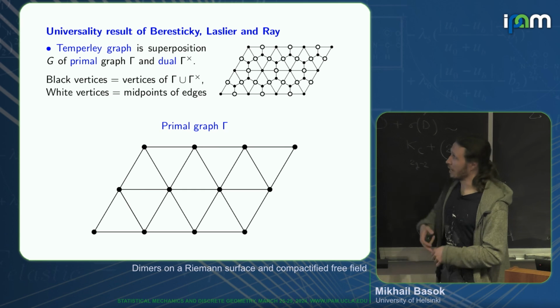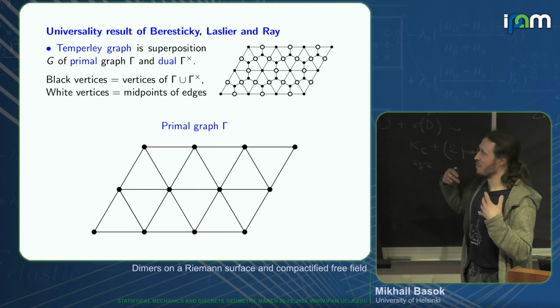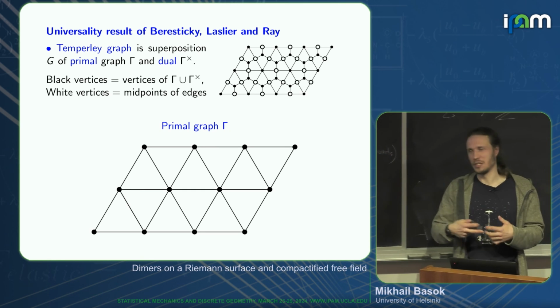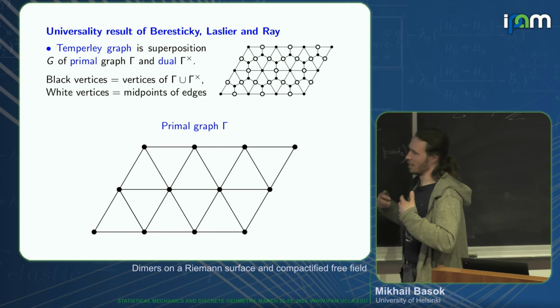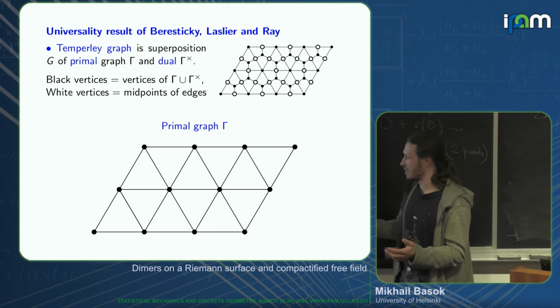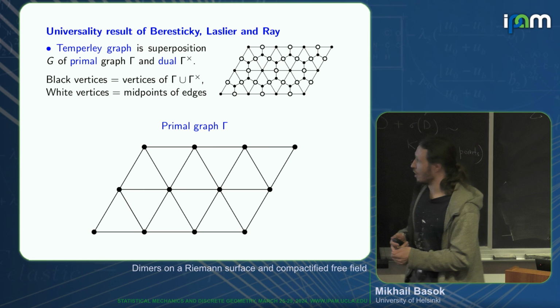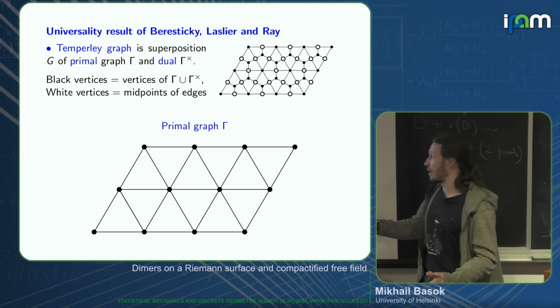To begin with, I would like to define what I mean by Temperley graphs. I'm not sure if it's a canonical way to denote this type of graphs, but okay, I call them Temperley graphs. So we start with some primal graph gamma.